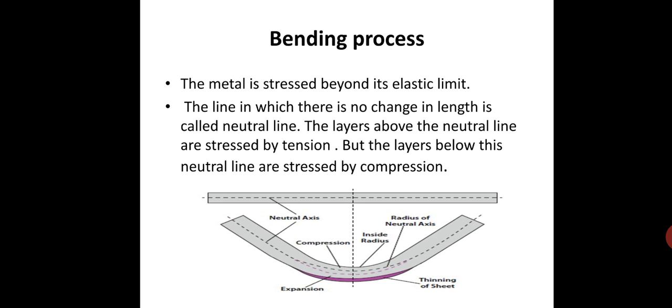First, let's see the diagram. Here the straight line is a sheet metal. Due to the bending operation, above the neutral line is expansion, and below the neutral line is compression. The line in which there is no change in length is called the neutral line. The layers above the neutral line are stressed by tension, but the layers below this neutral line are stressed by compression.